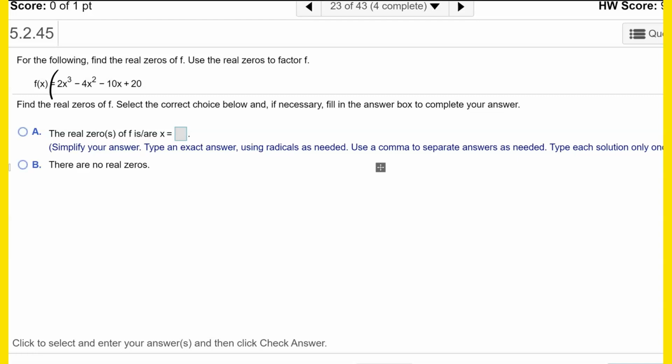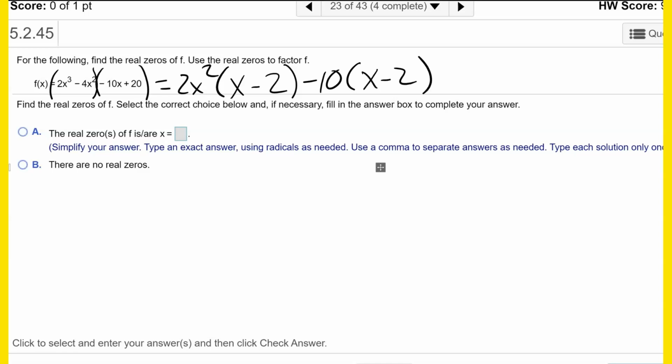So if I factor by grouping, I will factor out the GCF from each group. The GCF here is going to be 2x squared, and that leaves me with x minus 2. And the GCF for the second group is going to be -10, and that also leaves me with x minus 2. Then the new GCF is the x minus 2. So x minus 2 comes out and leaves me with 2x squared minus 10.